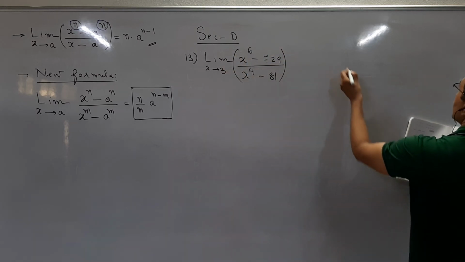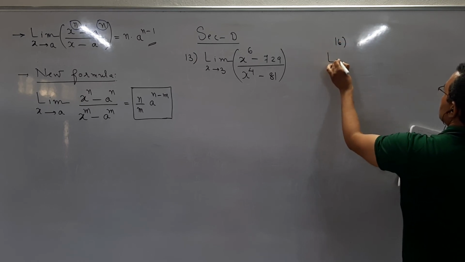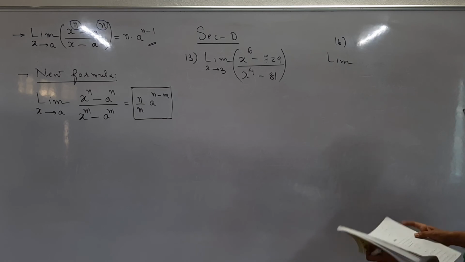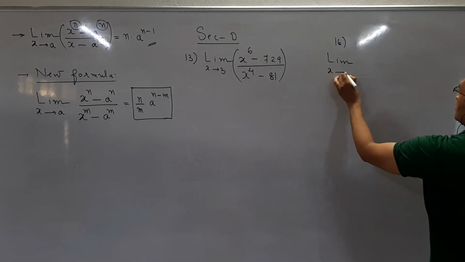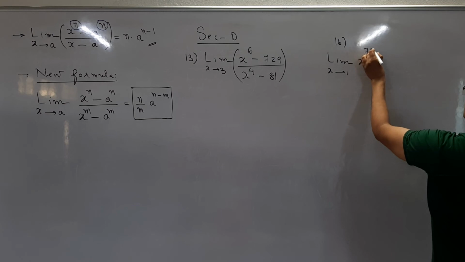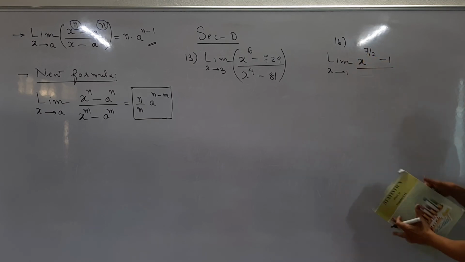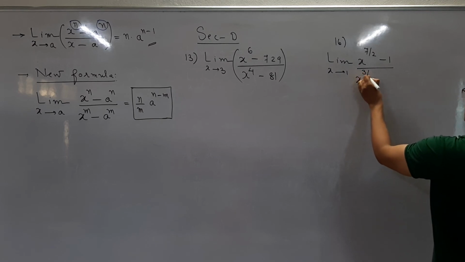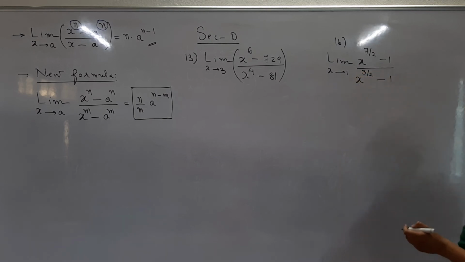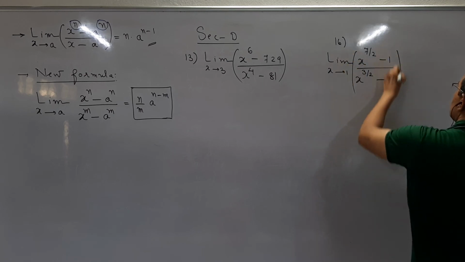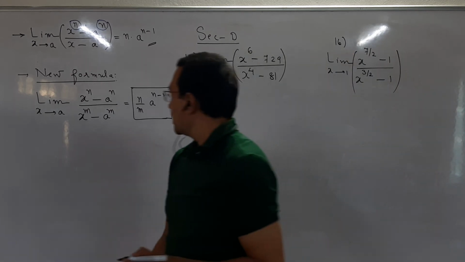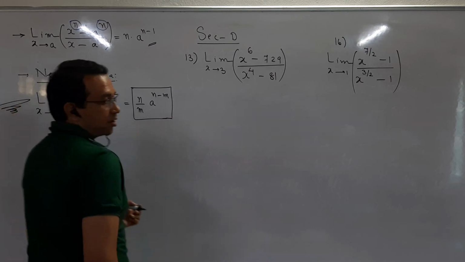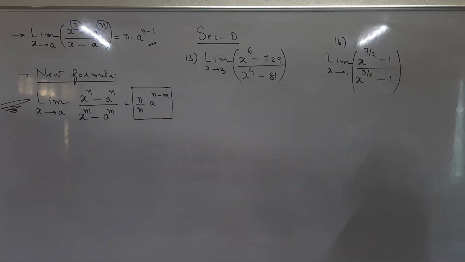Okay, and then students, I am writing sum number 16. It is limit x tends to 1, x raised to 7 by 2 minus 1 upon x raised to 3 by 2 minus 1. Okay, students, check in both these sums. I am going to apply this formula which I have written.